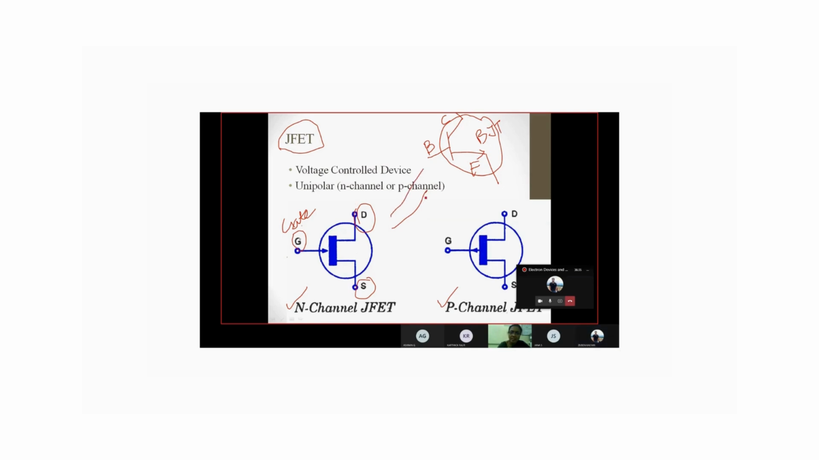Even you can compare this BJT, BJT means bipolar junction transistor, what we have studied already. This is BJT. We can compare this BJT and this JFET, junction field effect transistor. Here in BJT, there are three terminals: base, collector, emitter.